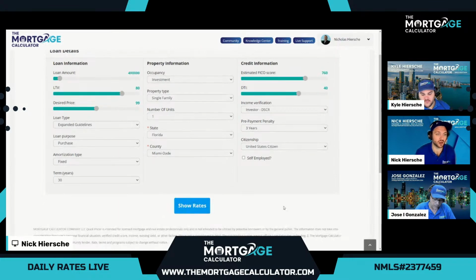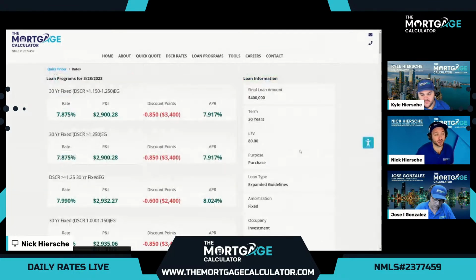So let's check out our DSCR rates this morning. Here are some very reasonable options. We love when the DSCR rates are very comparable to the conventional here. Obviously a DSCR, no income, non-QM program is going to have higher rates, but very, very comparable right here. 7.875 rate for 0.85 in discount points. So our investors are saving that cash, with a very reasonable APR of 7.917. A little bit higher APR, obviously a little bit more expensive product, but remember, no income, no employment needed.